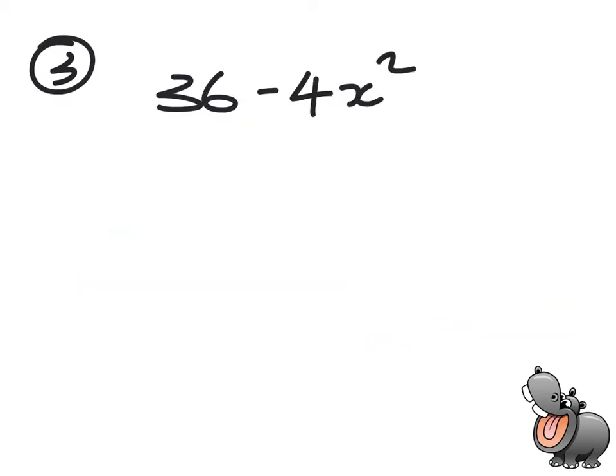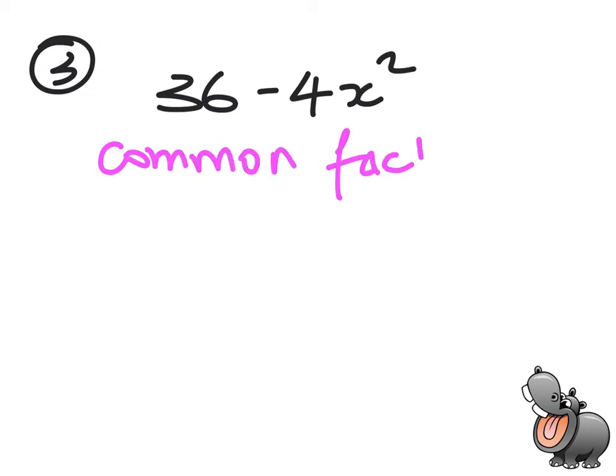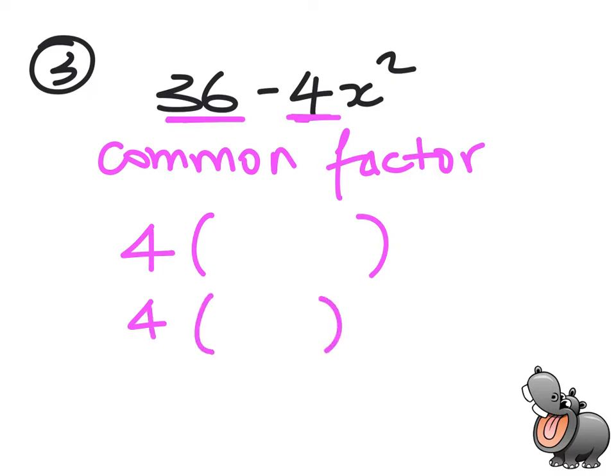Question 3, factorise fully. First thing we do when we factorise is we look for a common factor. So from the expression above, we've got 36 and 4, so that's going to tell me that 4 is going to be a common factor. So once I've taken 4 as a common factor, that should then allow you to put it in a pair of brackets.